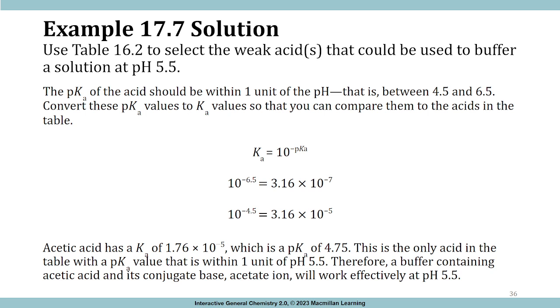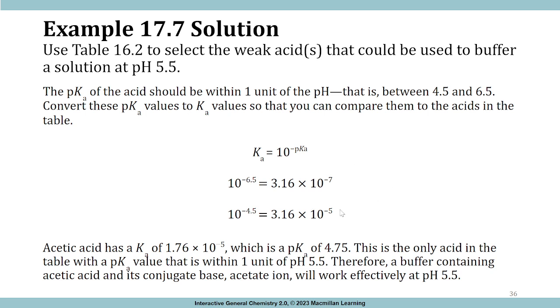You could convert the table to pKa's, which if you're using Excel or something is way easier. Or you can take your plus or minus 1, so we have a 5.5 pH we want. Plus and minus 1 is going to be 4.5 and 6.5. So what we want is a 10 to the negative 6.5, a 10 to the negative 4.5. A Ka within that range is going to work nicely.